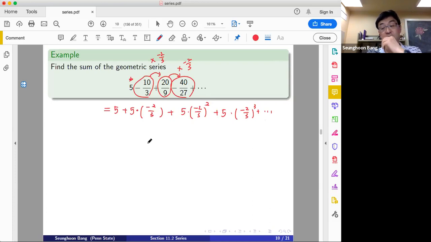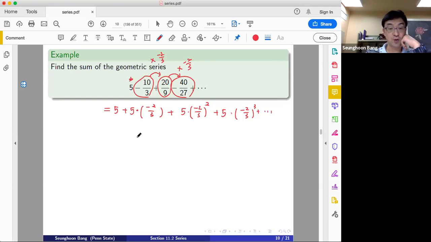What is your answer? Convergent? Is it right? Convergent. Okay, convergent. Okay, good. So, what is the common ratio?